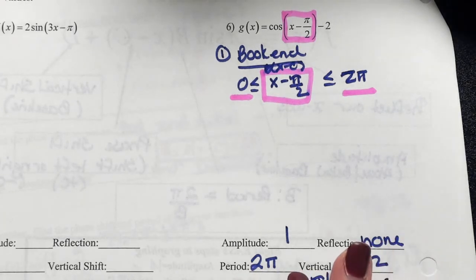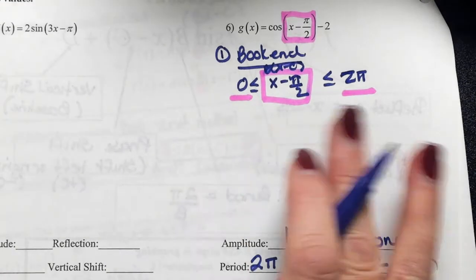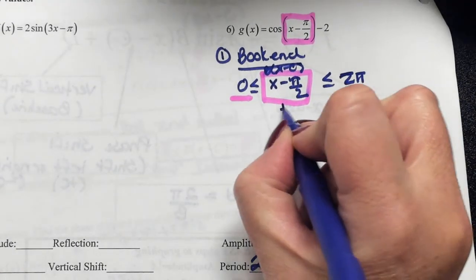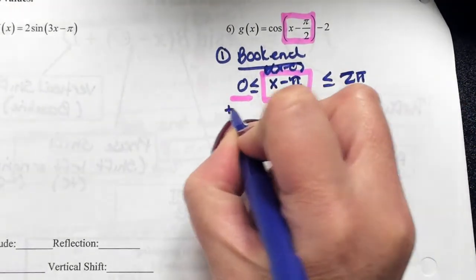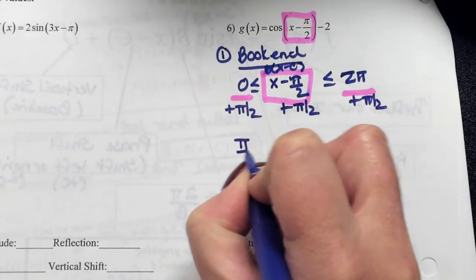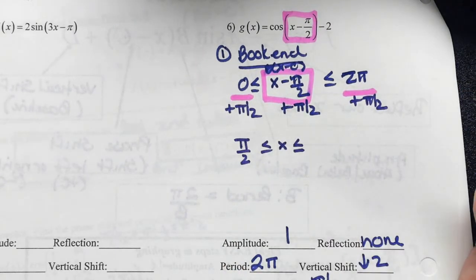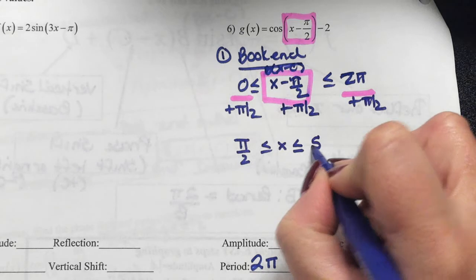So now remember, how do you solve compound inequalities going back to algebra? You want to get x by itself. So what are we going to add to all sides? Pi over 2. So remember, you add pi over 2 to the left, right, and the middle. So I have pi over 2 less than or equal to x less than or equal to... what is 2 pi plus pi over 2? 5 pi over 2.